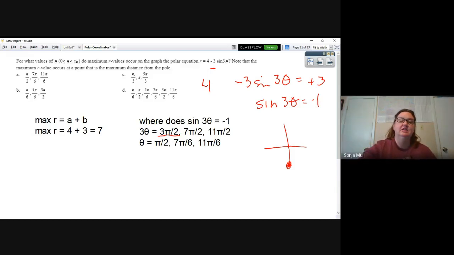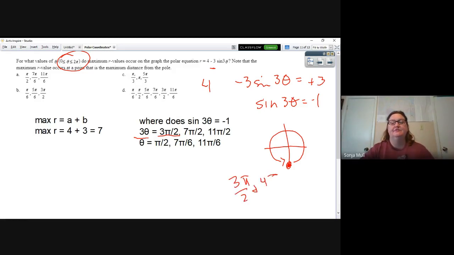Well, since this is 3 theta instead of just theta, if I want to go from 0 to 2 pi, I'm going to have to go all the way around my unit circle at least 3 times. So here's one. If I go all the way around again, I add 2 pi to 3 pi over 2. And 2 pi is the same as 4 pi over 2, giving me 7 pi over 2, my second value here. And then if I go all the way around the circle again, I add 4 pi over 2 to 7 pi over 2, I get 11 pi over 2.